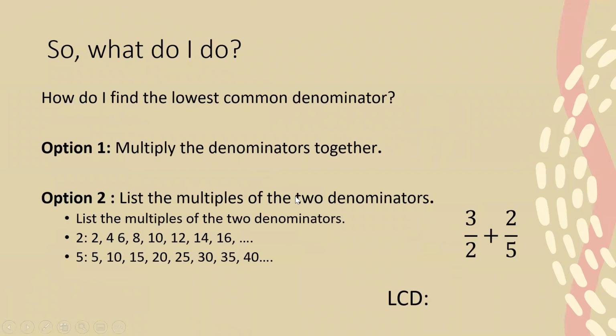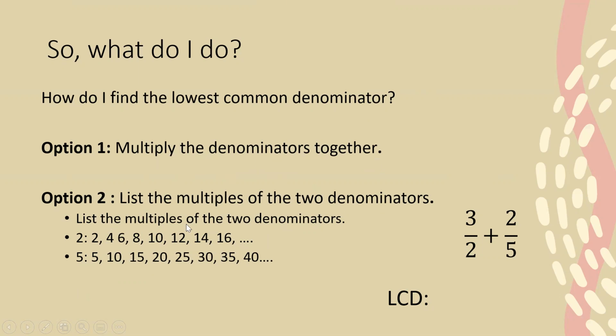So let's continue. To find the lowest common denominator, we have two options. The first option is pretty simple and straightforward. The only thing you have to do is to multiply the denominators together. The second option would be to list the multiples of the two denominators.